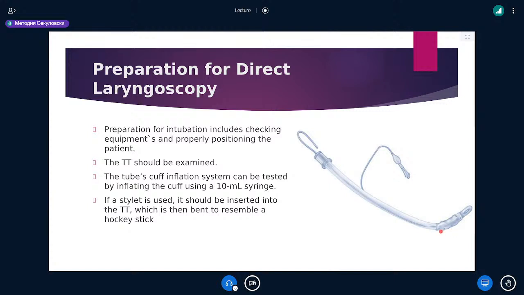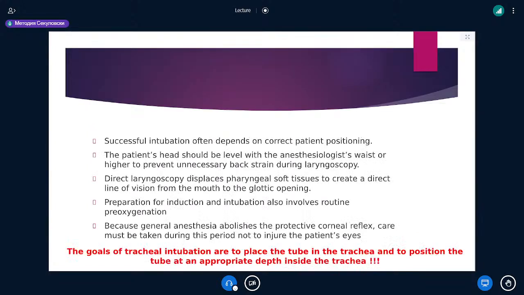It's very important because if the cuff is not working, you put the tube in and intubate your patient, but after 5 minutes the intubation tube comes out, and you have a problem. The patient is going to die. If a stylet is used, it should be inserted into the tracheal tube, which is then bent to resemble a hockey stick.